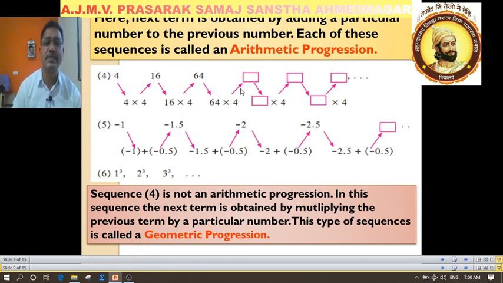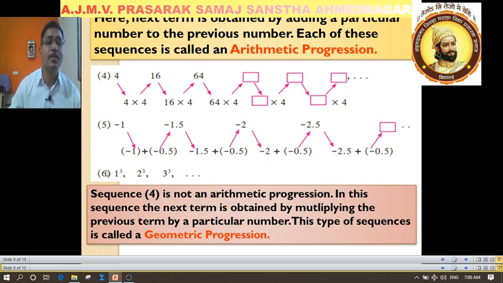The first three sequences are called arithmetic progressions. Now see here, the fifth sequence, -1, -1.5, -2, -2.5, and so on. So see here, the next term is obtained by adding -0.5 to the first term -1. So -1 plus -0.5, we get -1.5. -1.5 plus -0.5, we get -2. So this is also an arithmetic progression.